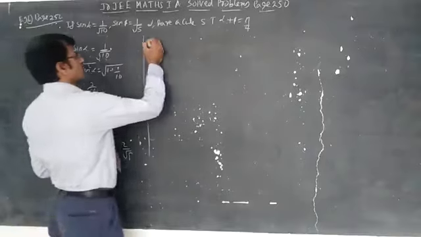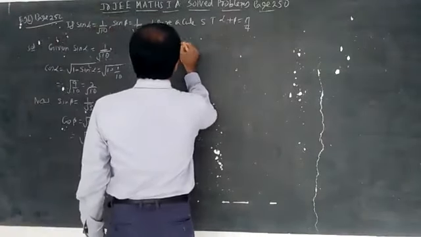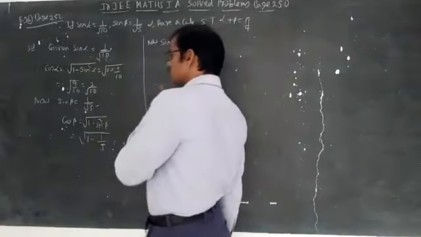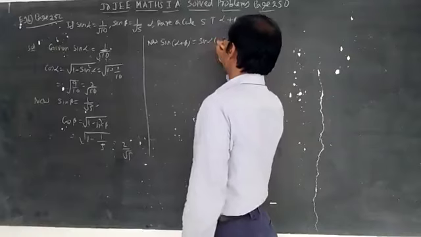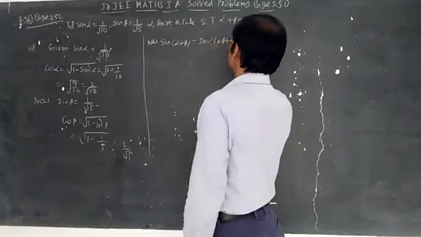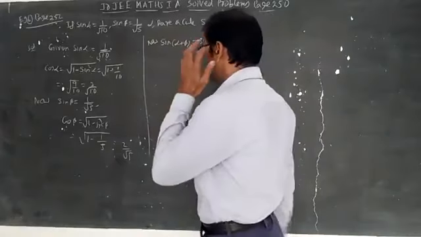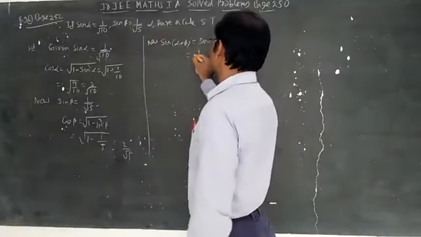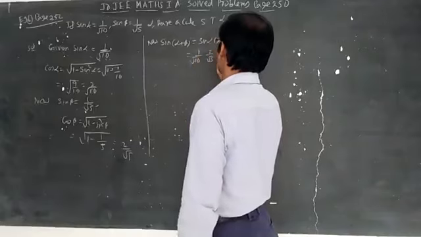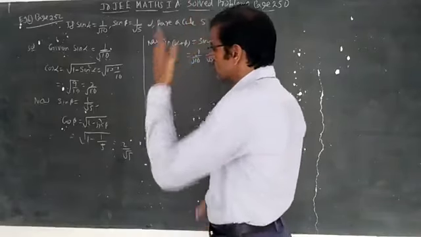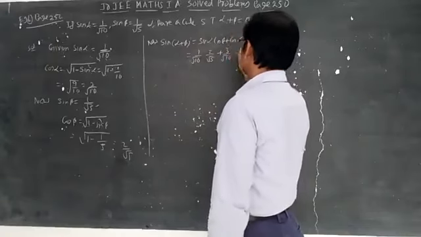Now we should calculate alpha plus beta. So you can write sin of alpha plus beta. The formula is sin alpha cos beta plus cos alpha sin beta. Sin alpha value is 1 by root 10 and cos beta value is 2 by root 5. So 1 by root 10 into 2 by root 5 plus cos alpha 3 by root 10 into sin beta 1 by root 5.